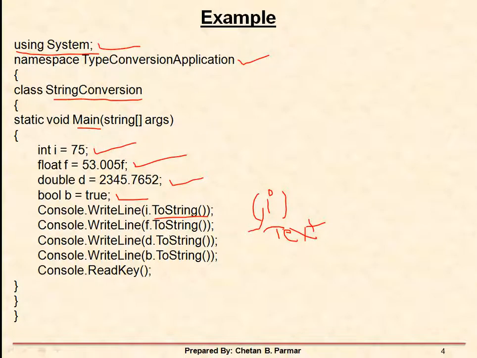Okay, in a similar way, f is a floating variable, and the floating variable is again converted into string by the ToString method. Double, and the double is again converted into string by the ToString method. Then the boolean is again converted by the ToString method, and last is ReadKey for prompting the user to wait. So in this way, you can convert any type of variable into another type using these casting methods of To.